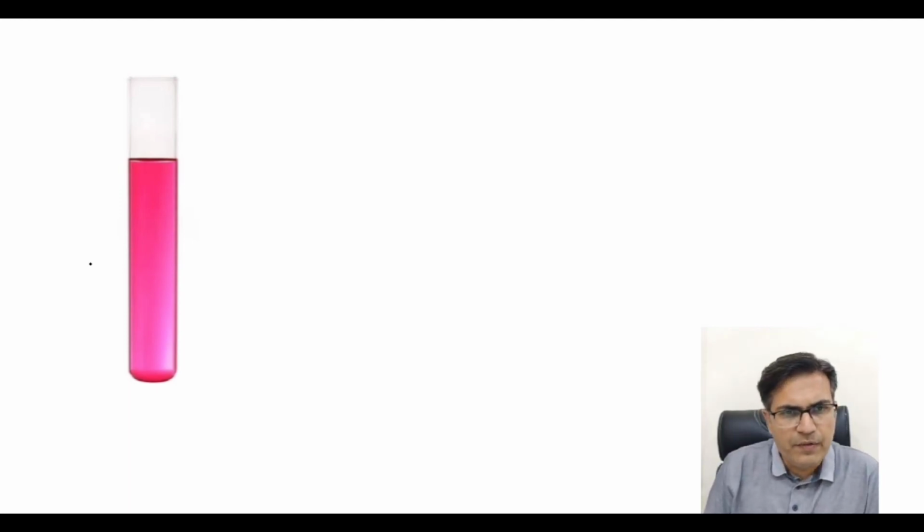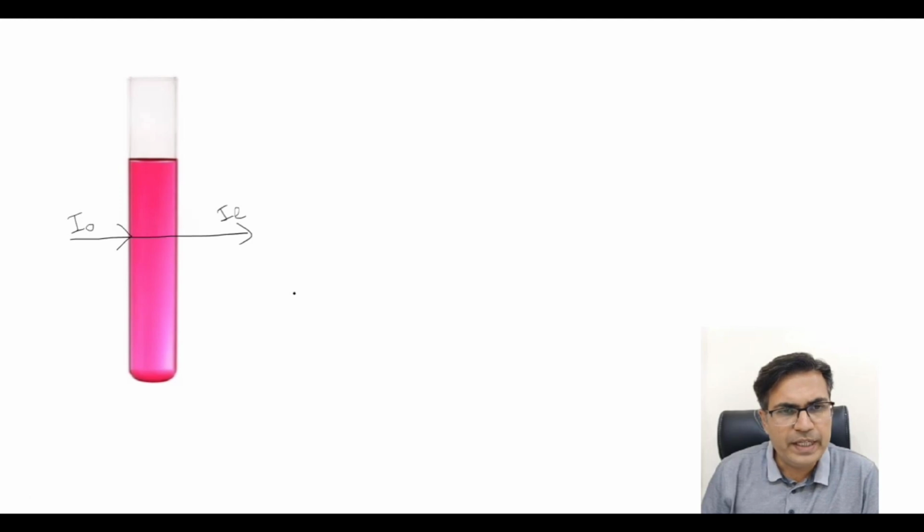So what we do is we pass a light through this solution. The light before it enters the solution is called incident light. Whatever light passes through the solution is called emergent light. So whenever light passes through any colored object or colored solution, some of the light will be absorbed and some of the light will be transmitted through the solution.